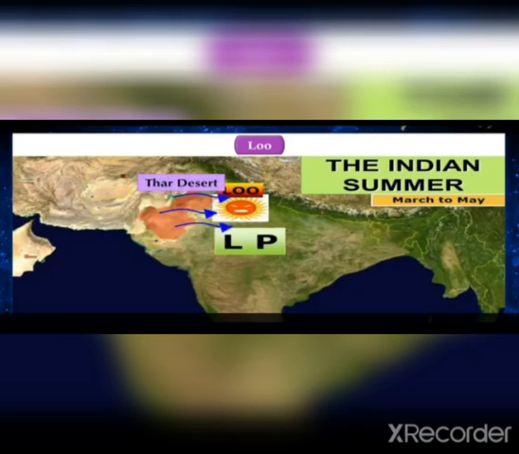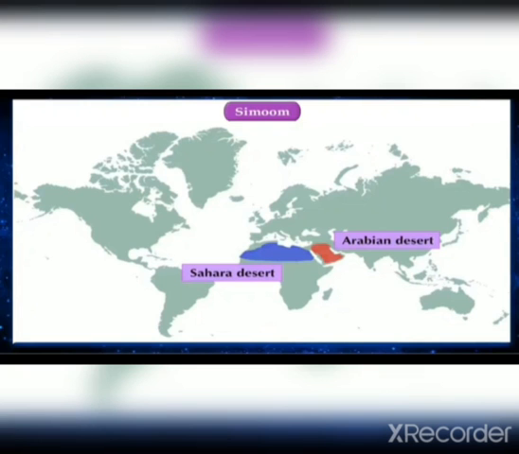First one is Loo, hot and dry. It blows in the North Indian plains during the summer season, generally in the afternoons. They come from the hot Thar desert. Second, Simoom. It's hot, dry and destructive. This blows with tremendous velocities from the Sahara and Arabian deserts. As these winds are quite strong, they are destructive.